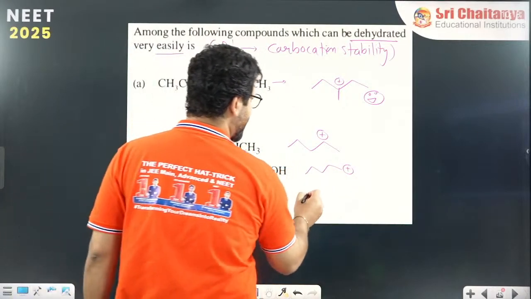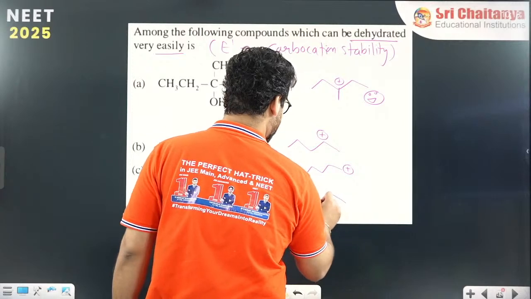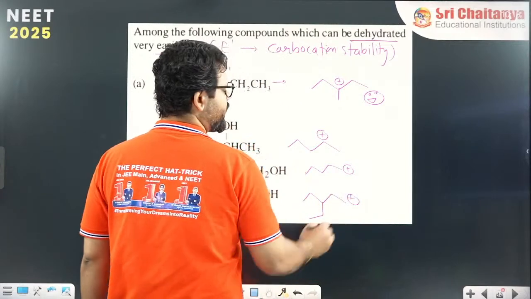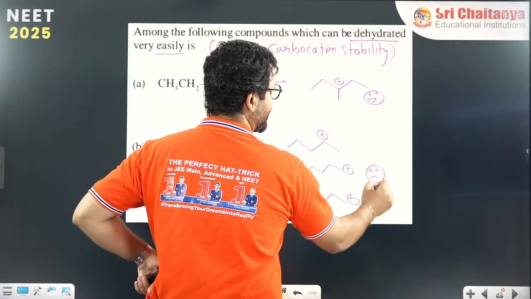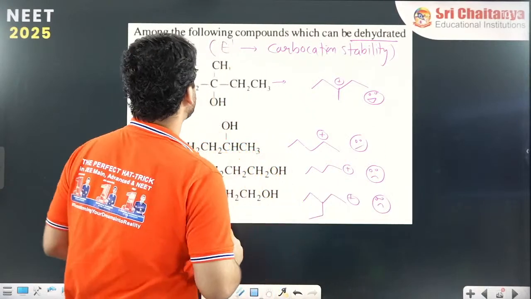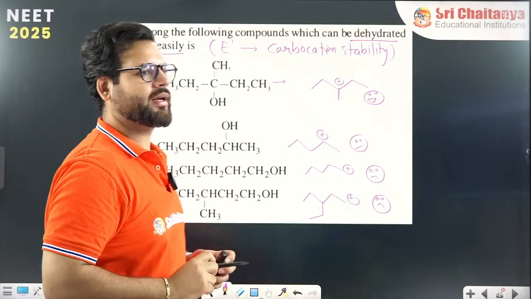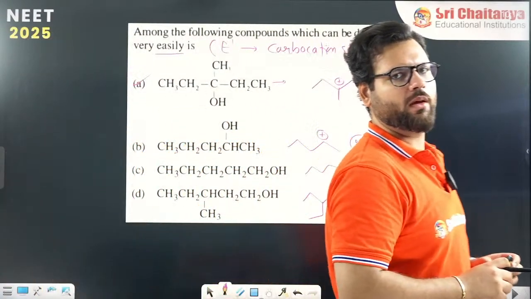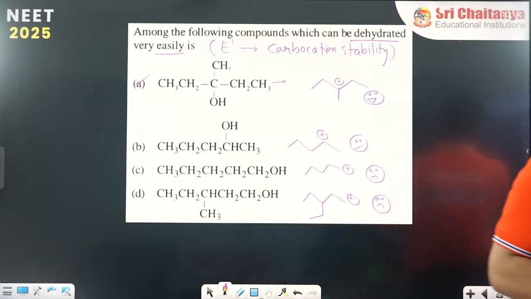Next one is again a primary carbocation. Something like this it is looking like. So these are bad. This is also somewhat okay. Tertiary is the best. So A can most readily dehydrate.